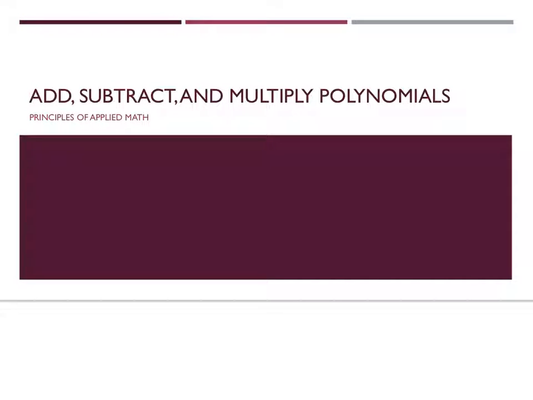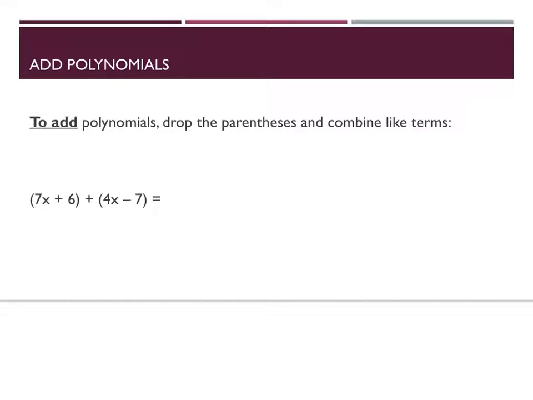Now we're going to learn how to add, subtract, and multiply polynomials. Adding polynomials is really easy because all we have to do is eliminate the parentheses and combine like terms. So 7x plus 6, the parentheses are really there to say this is one polynomial, plus here's another polynomial. But a plus sign outside parentheses doesn't change anything. So this is the same as just having the list of terms, 7x plus 6 plus 4x minus 7.